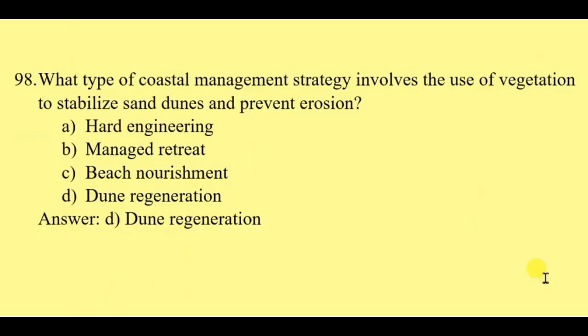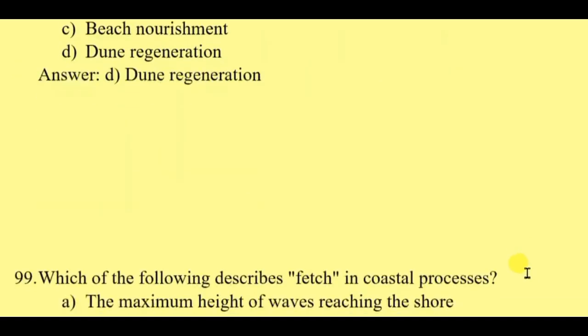Question 98. What type of coastal management strategy involves the use of vegetation to stabilize sand dunes and prevent erosion? Hard engineering, managed retreat, beach nourishment, dune regeneration. Here the correct answer will be dune regeneration.